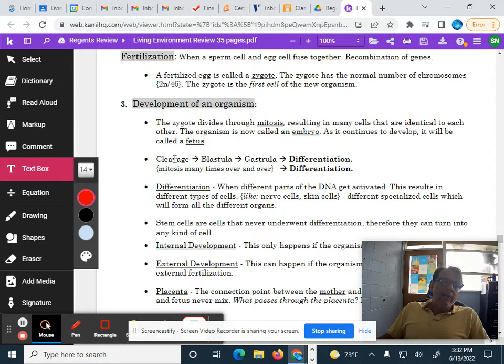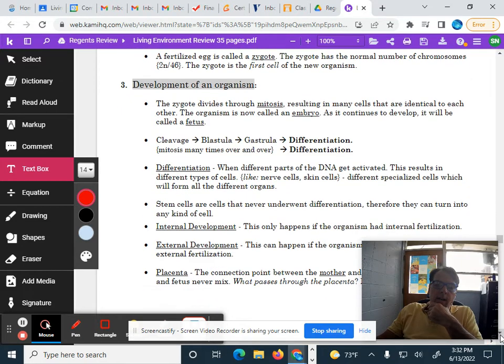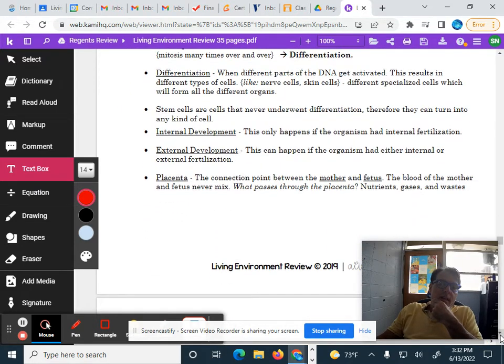When an organism forms a zygote, it's a single cell. It will start to go through cleavage, which means a lot of mitosis, a blastula, a gastrula. They just keep dividing over and over again, and eventually you're going to get differentiation. That's when different parts of the DNA, of the genetic information, are turned on in different cells to make different cell types. Nerve cells versus body cells versus other types. Stem cells are undifferentiated. They can turn into any type of cell.